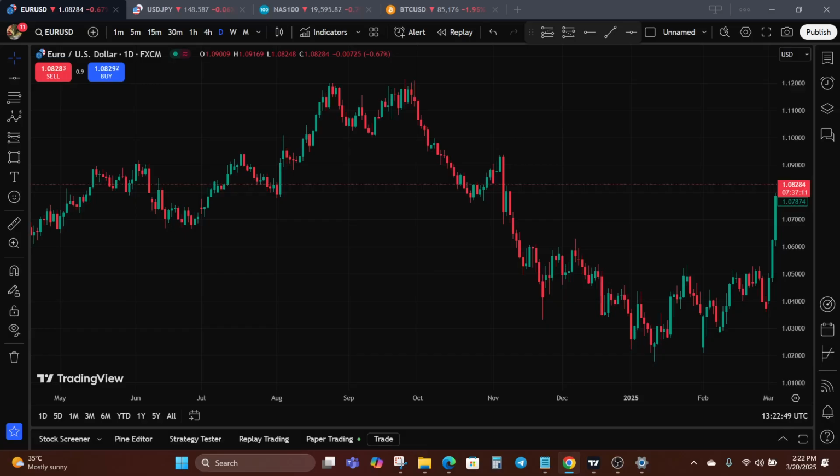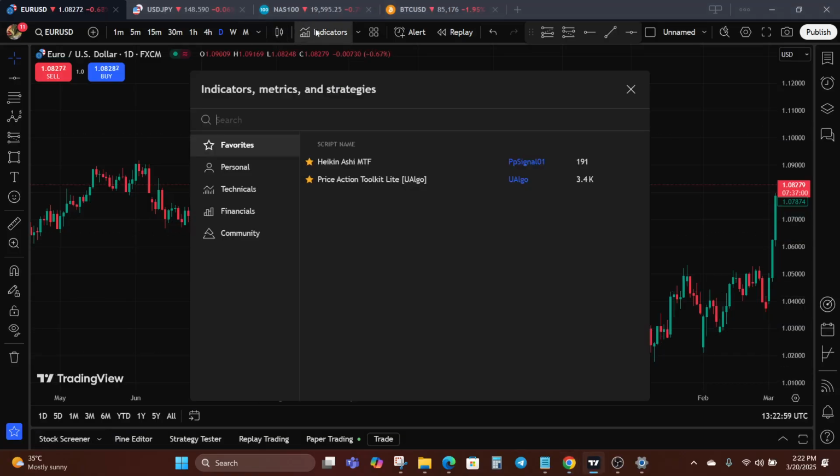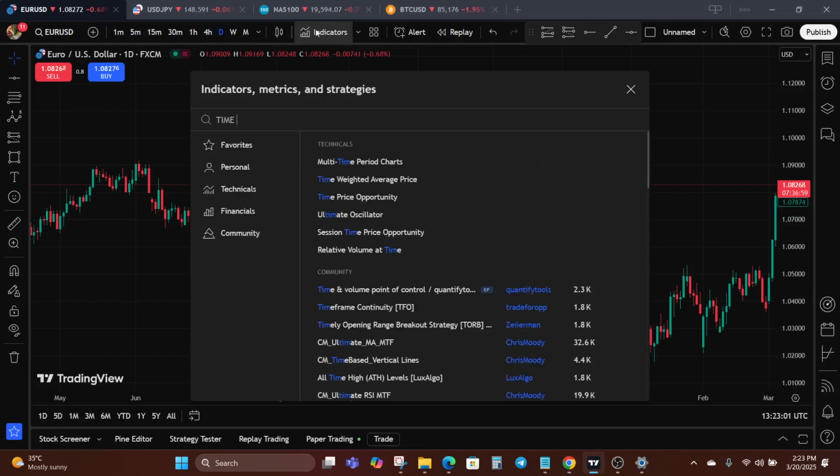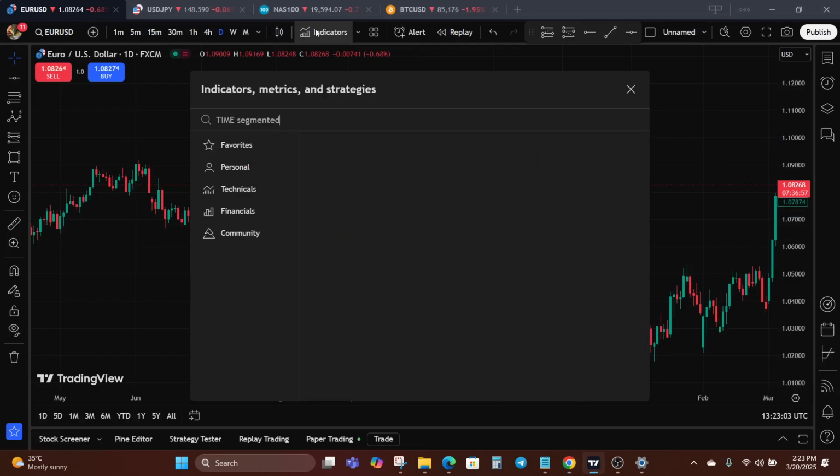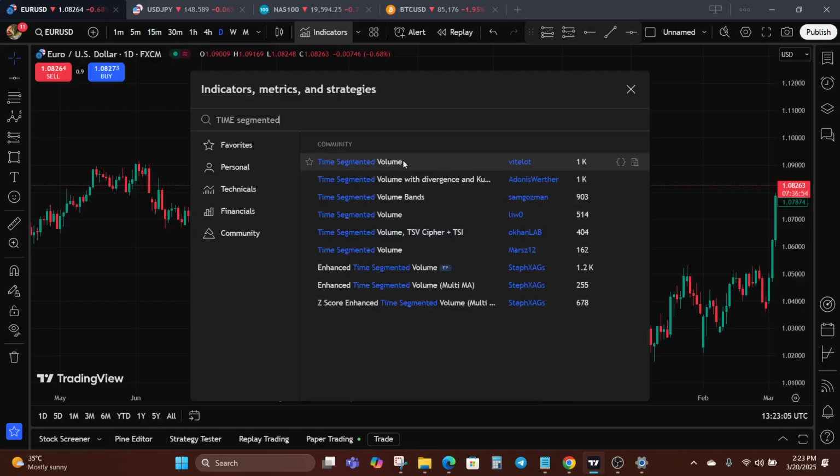Now let's just get right into how time segmented volume works and why it is such a game changer in trading. So what exactly is the time segmented volume? We actually have an indicator for the time segmented volume. Actually, I have the indicator for that.